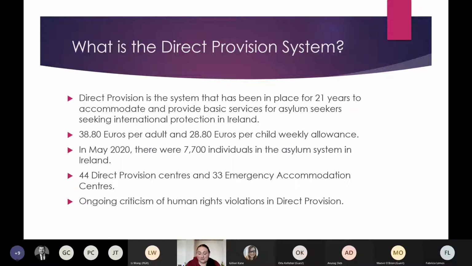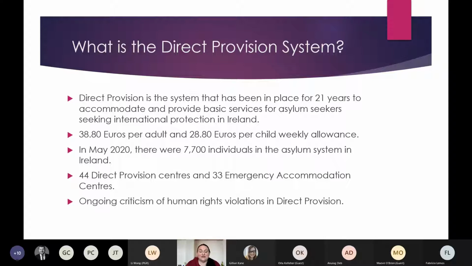It has been strongly criticised since its beginning in 1999, when it was introduced on an emergency, meant-to-be short-term basis. Conditions within direct provision are argued to very much violate human rights, and many reports to the state and NGO commentaries on the system have been very critical. For example, the communal living situations, which are very overcrowded. Adults get 80 euros per week, and per child it's 28.80 a week.